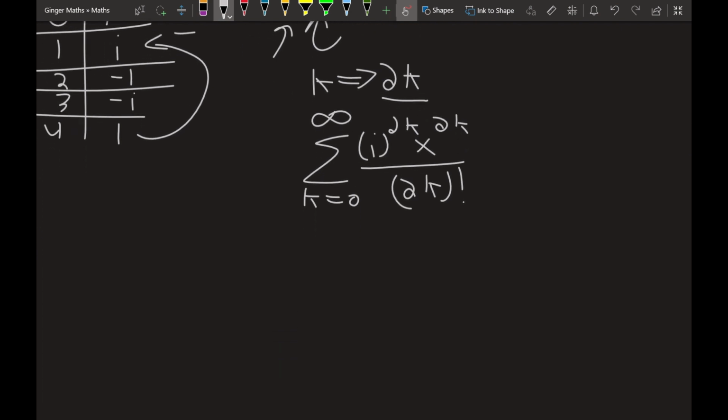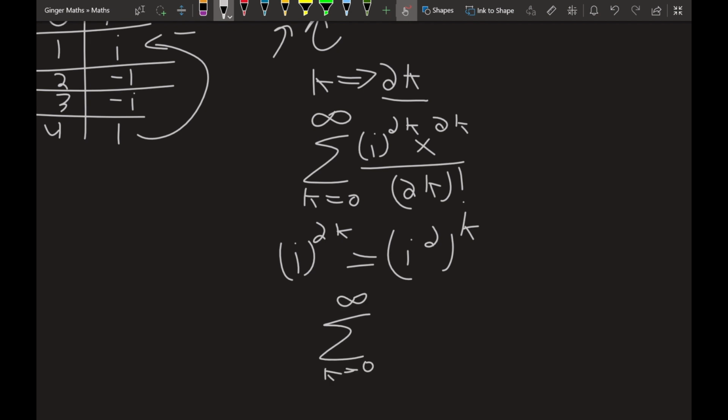Now, to simplify this just a tad bit, we're just going to express i to the 2k by properties of exponents as i squared to the k, but we know what i squared is. i squared is just -1, so we end up getting the sum over all k, well, all positive k and 0, I guess, but that's not the point, of -1 to the k times x to the 2k divided by 2k factorial.